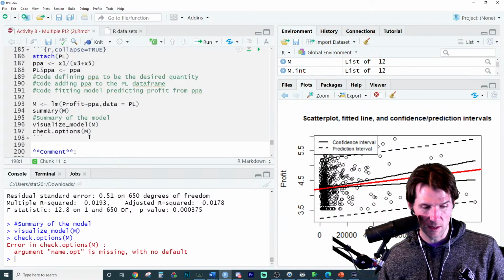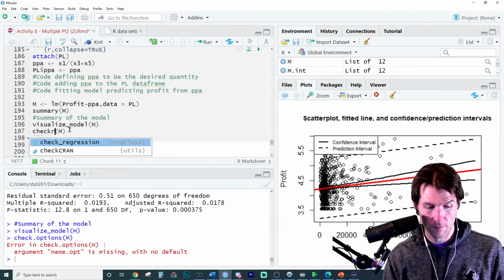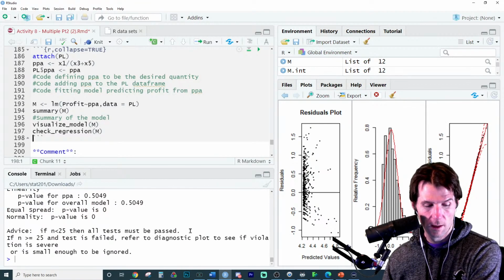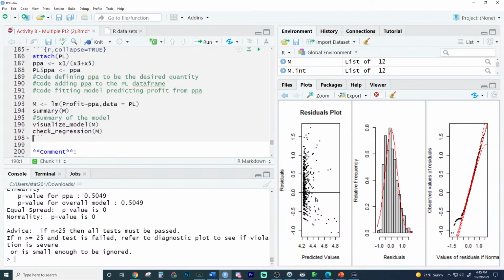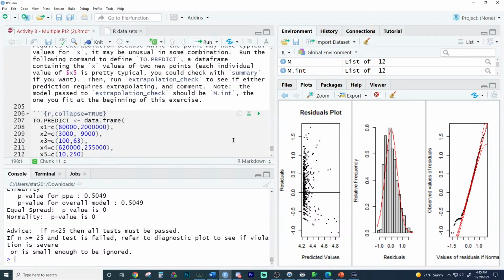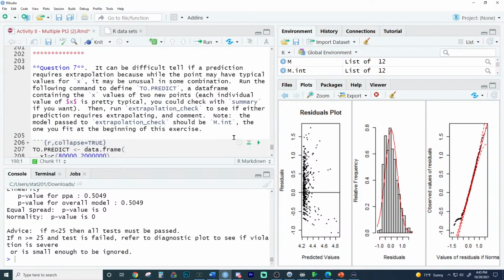Name opt is missing. Oh, check options. And it actually passes the linearity. Linearity is good. Normality of residuals is bad, but not that bad. It actually does okay on conditions. Equal spread is bad, but it's a bad model. So even if it passes those conditions, it's like, well, that's not that good.